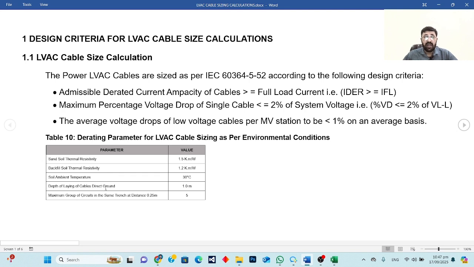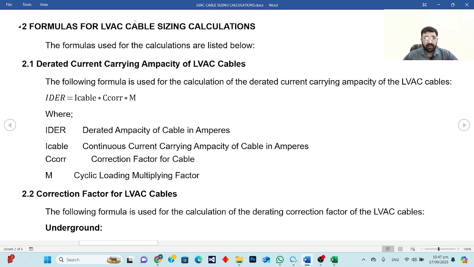Depth of the cables directly buried is 1 meter, and for the maximum grouping, when we are laying the cables in the same trench, we have to apply the derating factor as per the IEC standard or the manufacturer data. How many circuits are the cables traveling parallel to each other, and what is the distance between the cables. So these are the main factors we are considering.